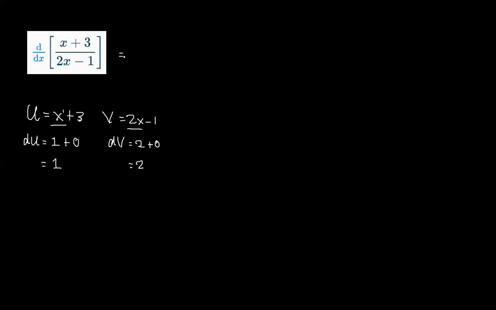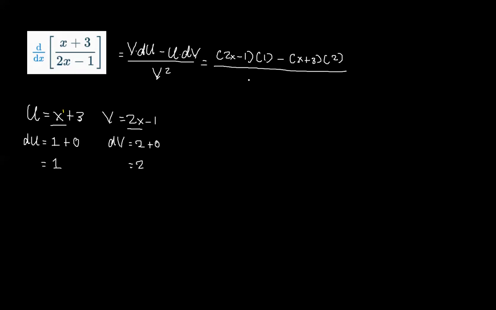So the formula is once again v times du minus u times dv all over v squared. Okay. So your v here is 2x minus 1. Then your du is obviously 1. Minus your u, this is x plus 3 times your dv, which is 2. All right. So your v squared is basically the square of 2x minus 1.